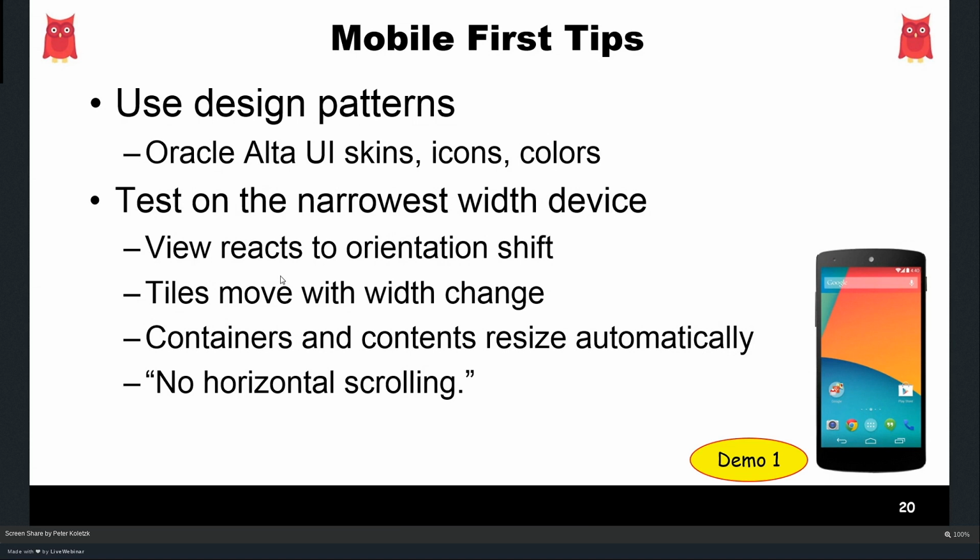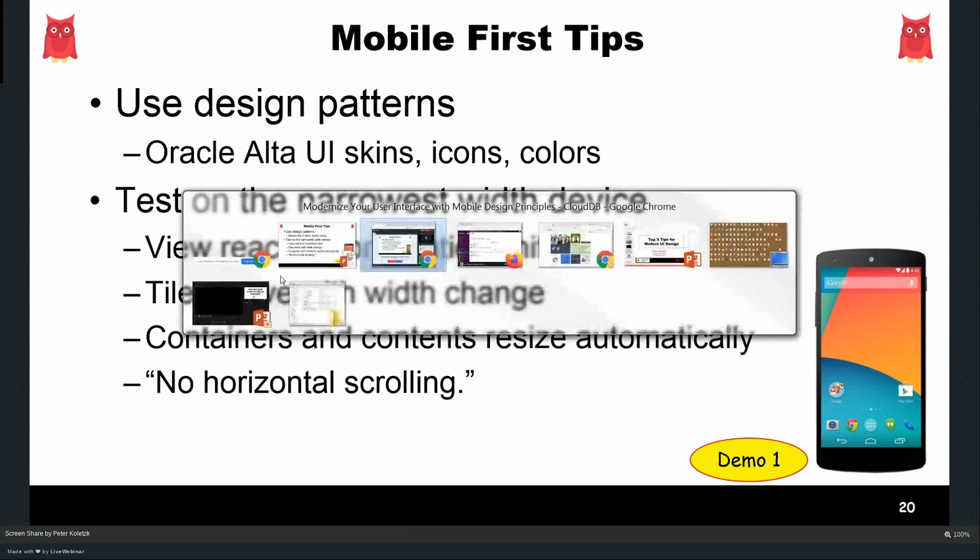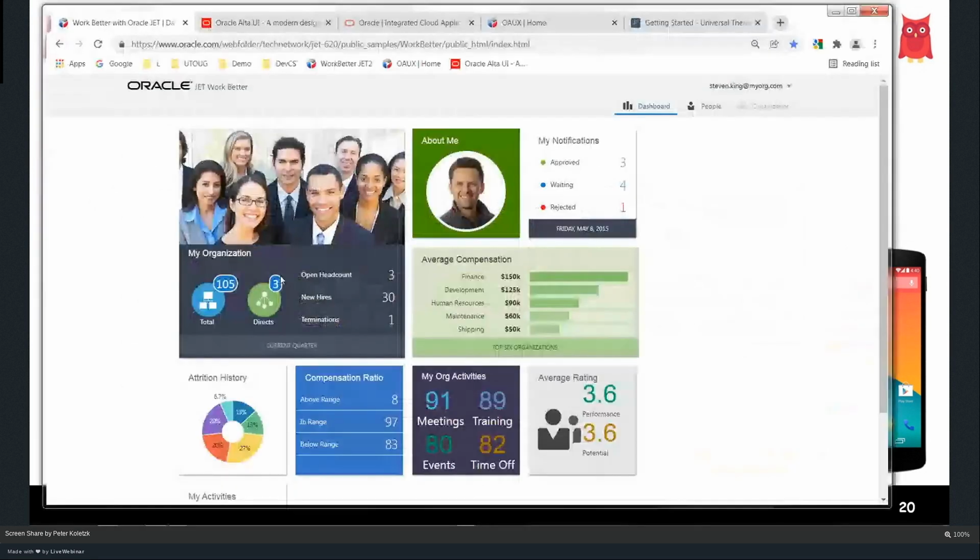Oh, so demo one. All right. So I'm going to show you. This is a sample application. Let me bounce over to this. Okay. So this is a sample application that Oracle's created in Jet, which is the JavaScript extension toolkit that they support and build. And it's a work better application.